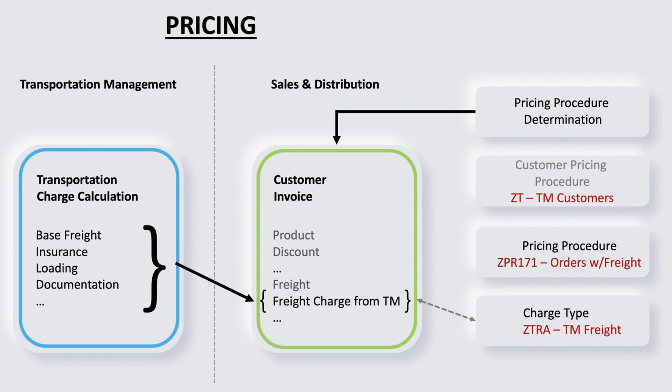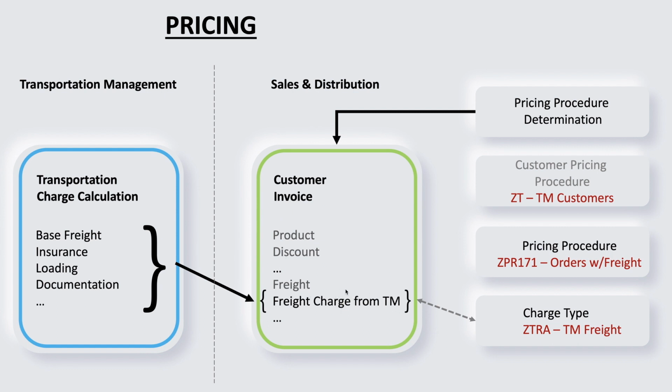So the example that we are looking at is the one that we have before us. So in transportation management, which is what is depicted here on the left-hand side, you could have a variety of charges pertaining to the base freight, insurance, loading charges, documentation charges, etc. Now, each one of these line items is going to potentially have a charge associated to it, and you have the option of aggregating those charge amounts into one amount that would then be copied into the customer invoice that you will issue to your customers.